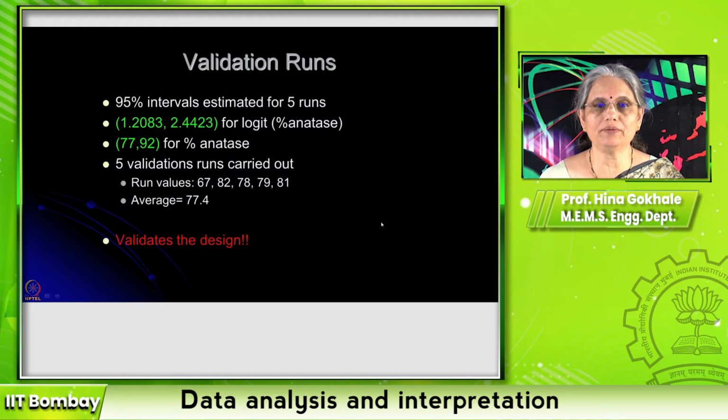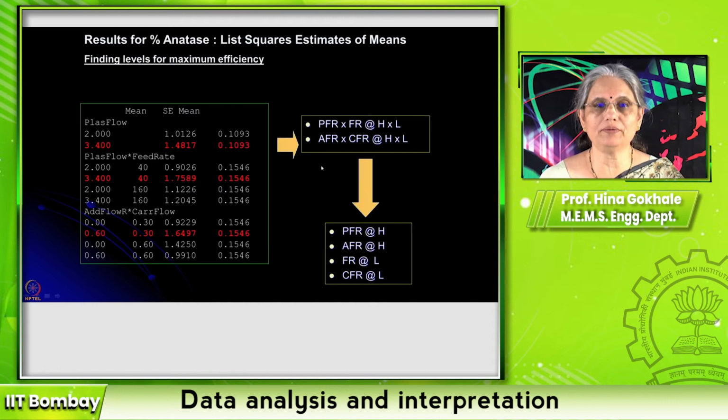With this we perform the validation runs. We find the interval for 5 validation run trials. Please recall what we had done in the calculations in the past, the same applies here. For the Logit transformed variable, we find that this is the predicted 95% interval estimation for 5 runs with this combination of the factors.